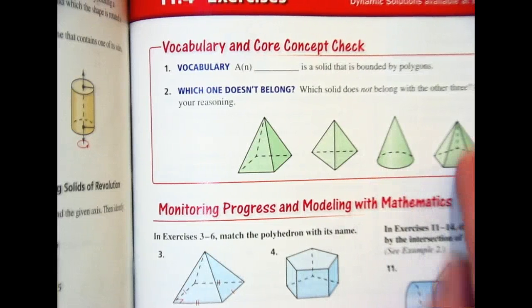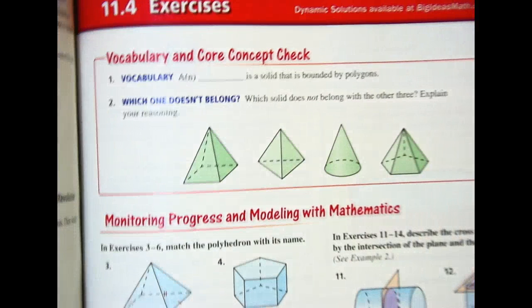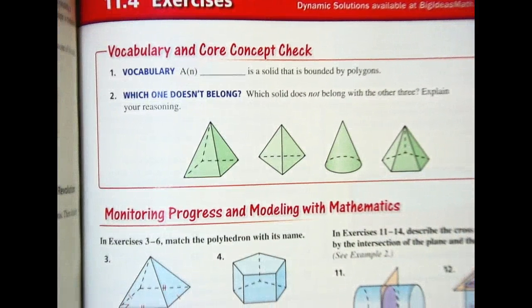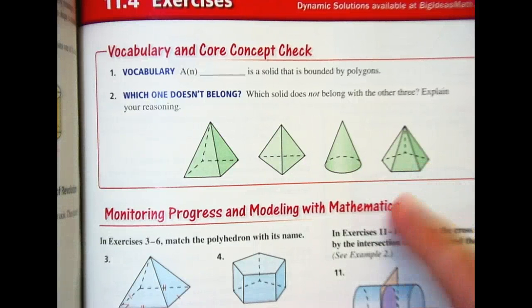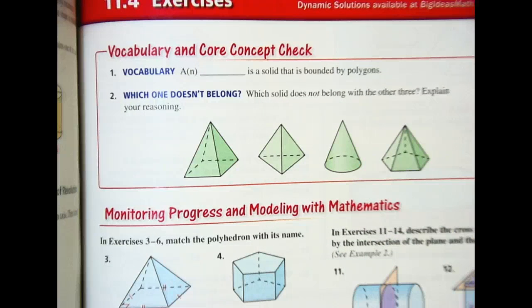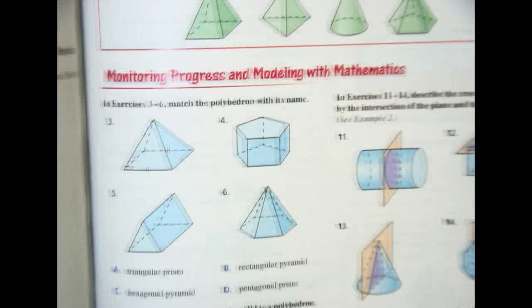And tell your neighbor what this is. Okay, Carson, what is this? What is this one? Yeah, pentagonal prism or pyramid. Now, note that's different than this one down here.